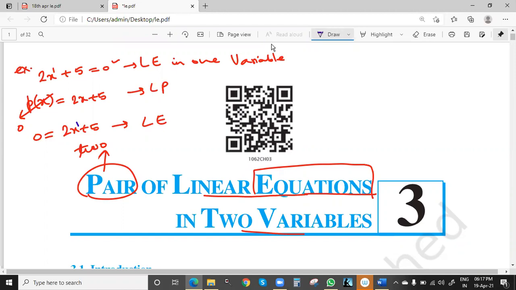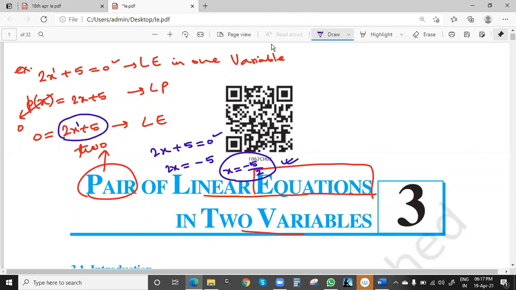One zero of this polynomial, or linear equation, means one root or one solution. We can easily find it by equating p(x) to 0. So 2x equals minus 5, and x equals minus 5 by 2. So there is one solution because the degree was 1.